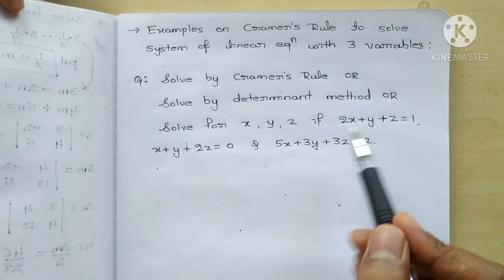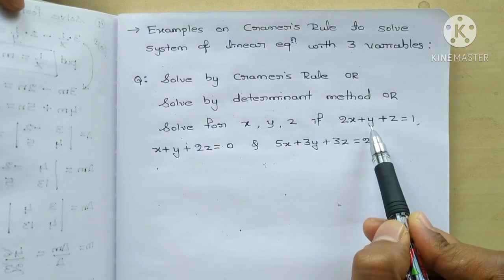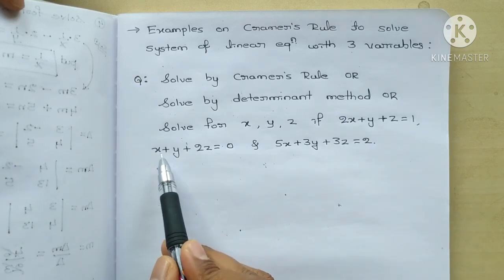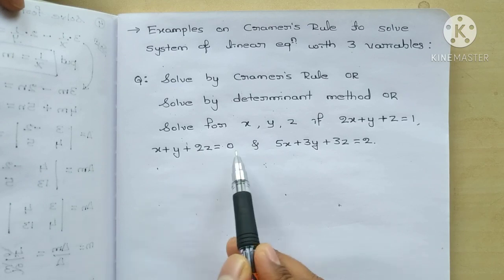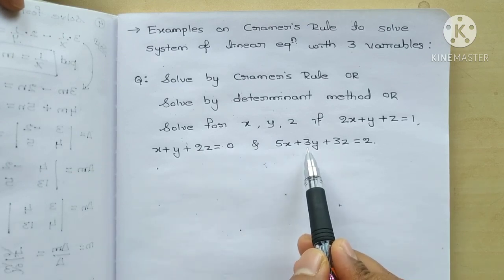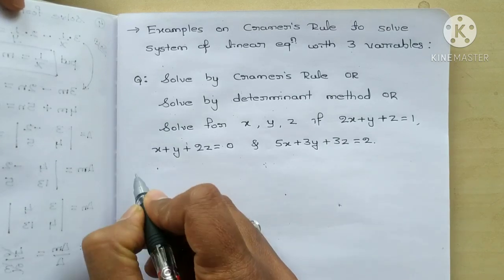So here three equations are already given. 2x plus y plus z equals 1. Second one, x plus y plus 2z equals 0. And third equation is 5x plus 3y plus 3z equals 2. So first, the solution.